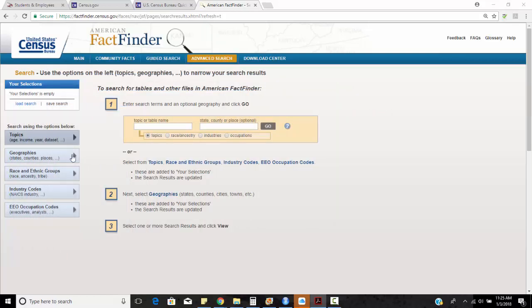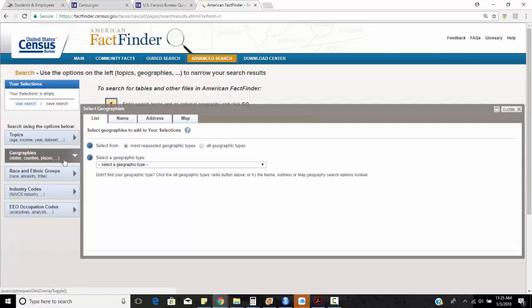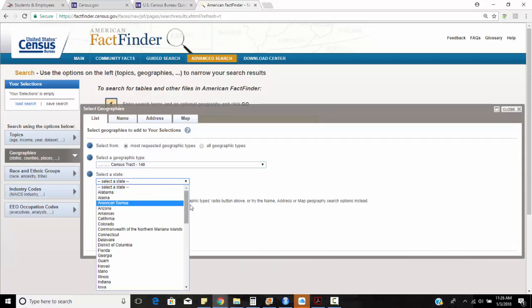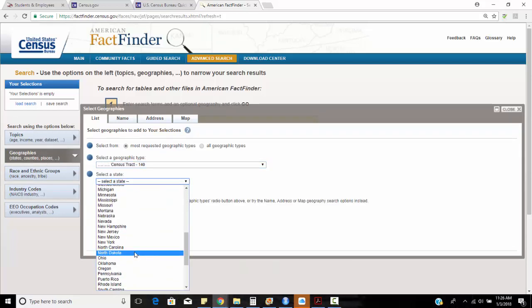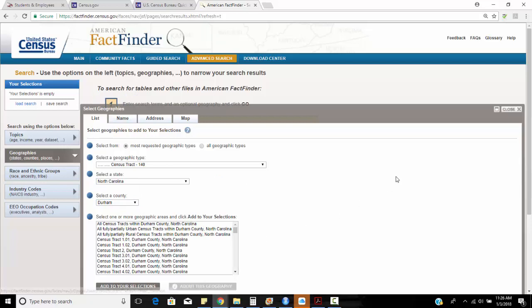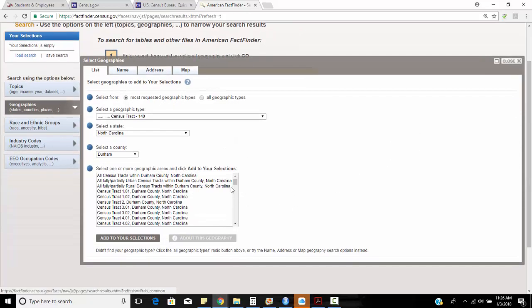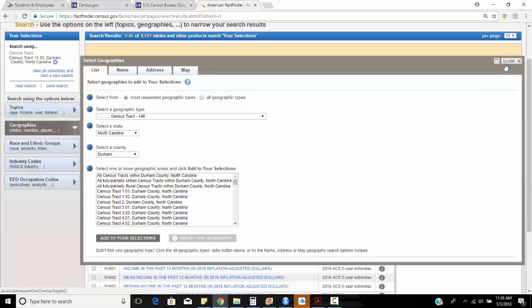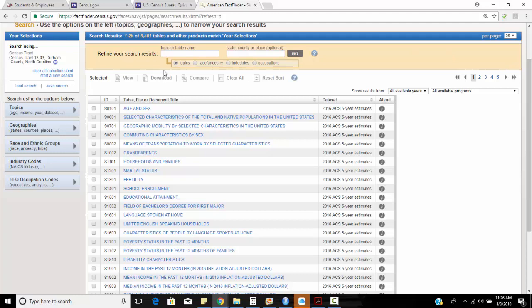So like I said before, we need to select a geography. Under geography, we're looking for census tract. Under state, we've got North Carolina. Under county, we've got Durham. We've done exercises on this before, and I have explicit tutorials on this too. I'm going to look at 1303, and then add to your selection, and then close out of my geography generator.